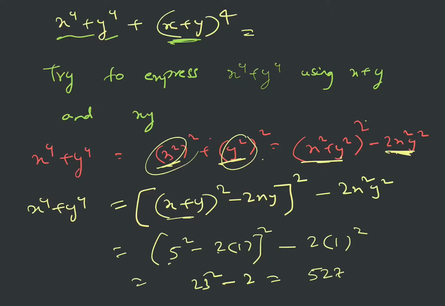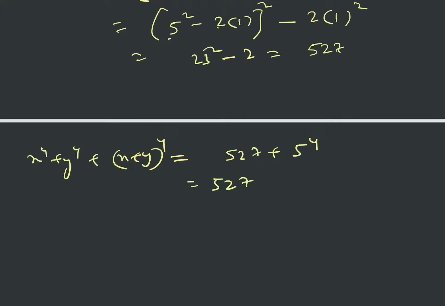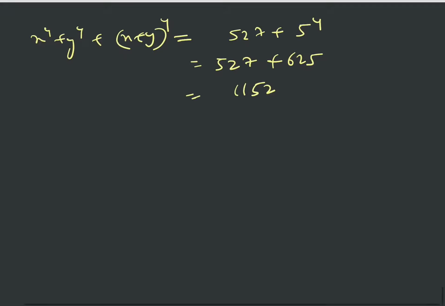529 minus 2 is 527, right? And x plus y whole power 4. So finally we have x power 4 plus y power 4 plus x plus y whole power 4. So this is 527 plus 5 power 4. So 527 plus 625. So you get 1152, right?